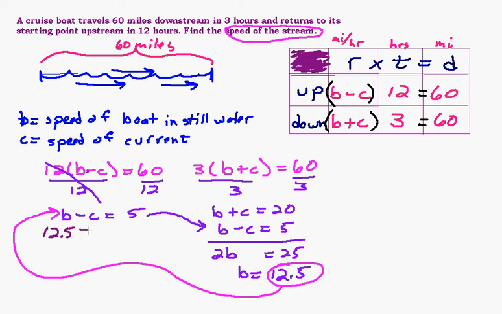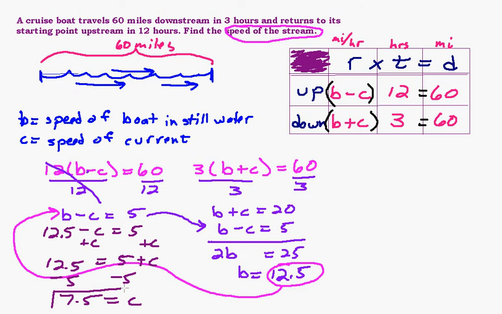So 12.5 minus C equals 5. Let's go ahead and add the C over to keep it positive. 12.5 equals 5 plus C. Subtract 5 from both sides. 7.5 equals C. I mean, you could have subtracted the 12.5 and then divided both sides by -1. That would work as well. But 7.5 is our answer. So that's the speed of the current. And to make it all nice, we would want to say the current is 7.5 miles per hour.